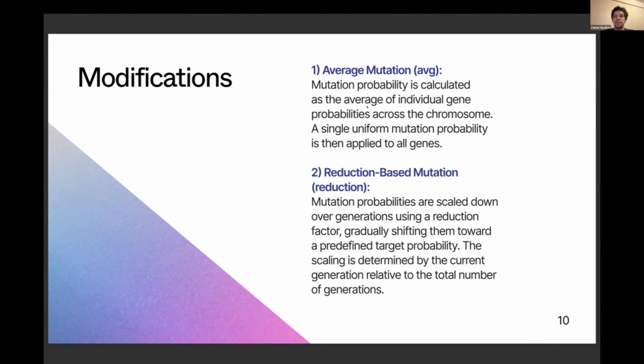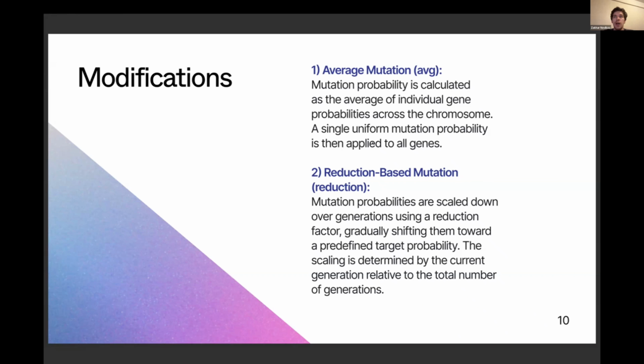The first one was a mutation probability calculated as the average of individual genes across the entire chromosome. This results in a single uniform mutation probability that was applied to all genes.